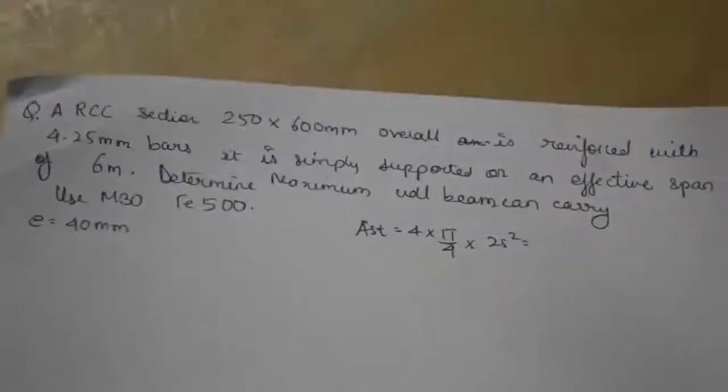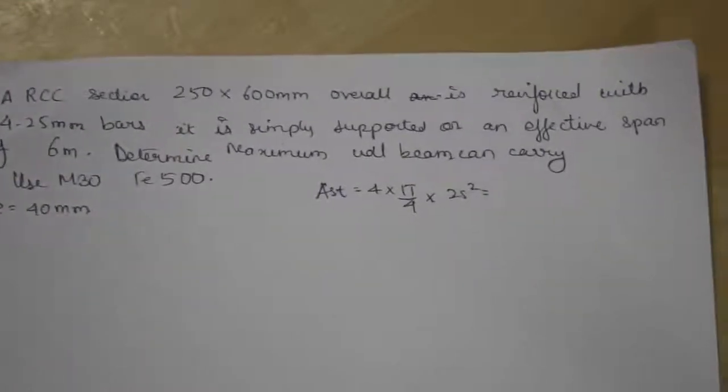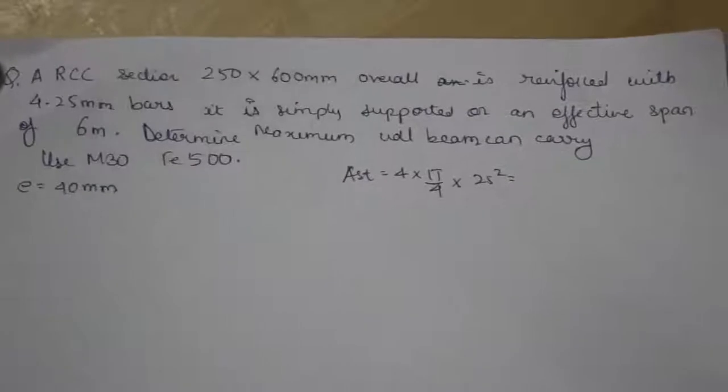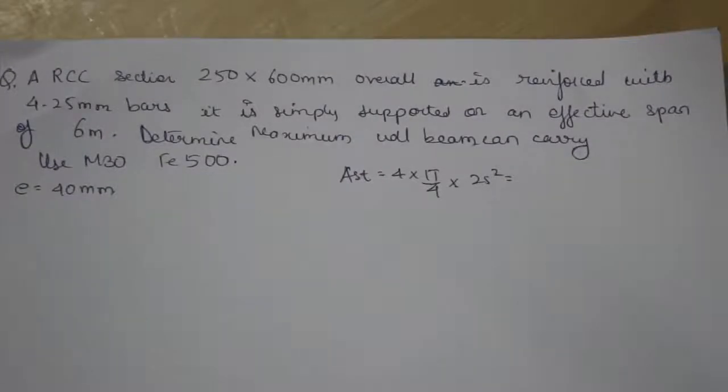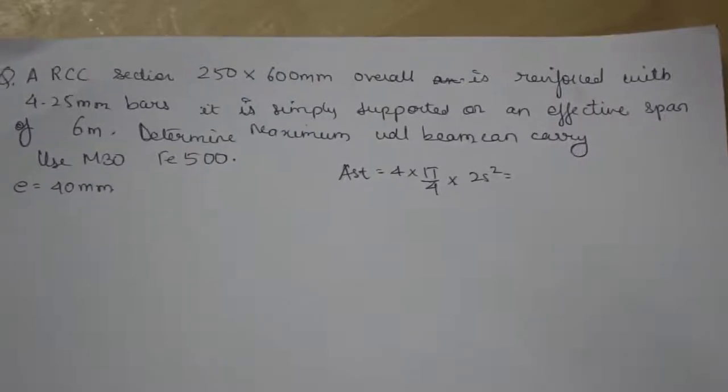It's given to us that an RCC section 250 by 600 mm overall depth is reinforced with 4 bars of 25 mm, and it is simply supported on an effective span of 6 meters. Determine the maximum load the beam can carry, and they have given us the grade of concrete as M30 and the grade of steel as Fe500.